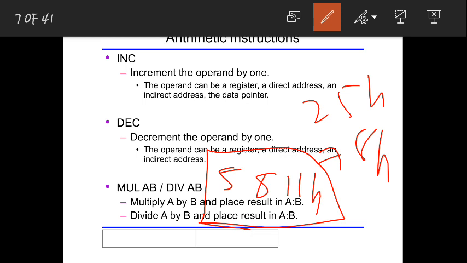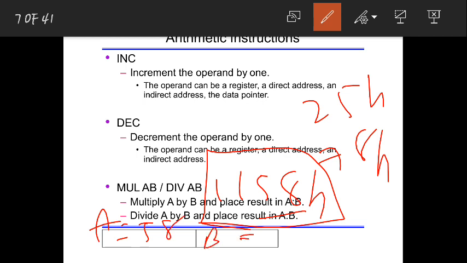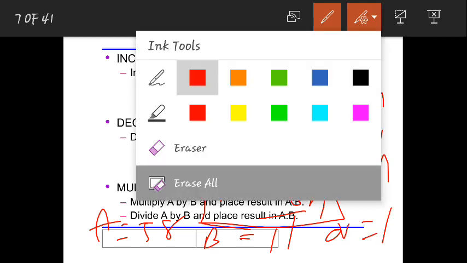So that means the lower byte of the result should be stored in the accumulator, right? So generally the result you get is 58h. So the lower byte should be stored in the accumulator, that means 58. So A will be equal to 58 and B will be equal to 11. Okay, so here the overflow bit will be equal to 1. In this way you will get the result for multiplication.